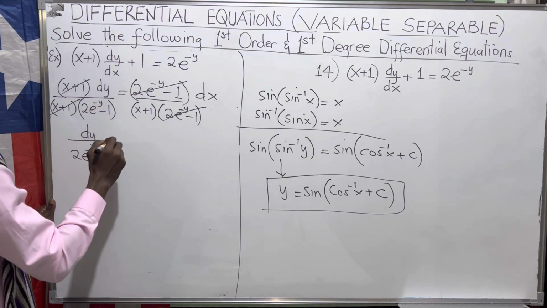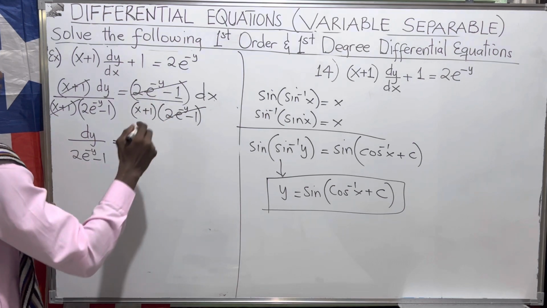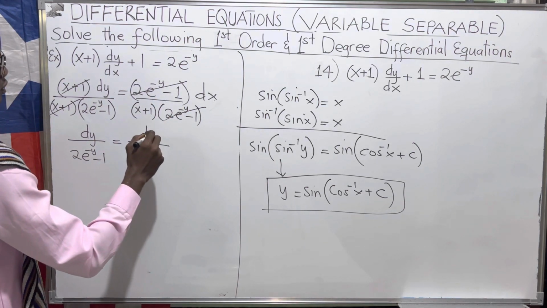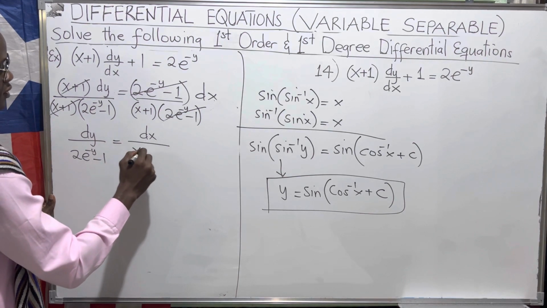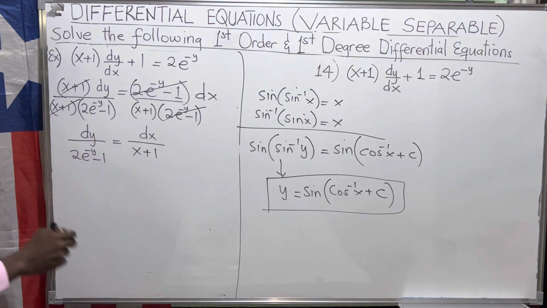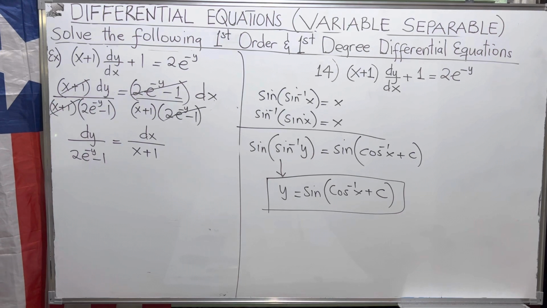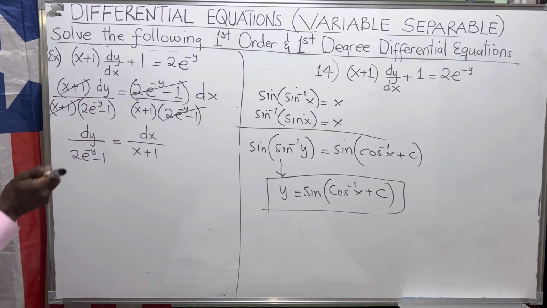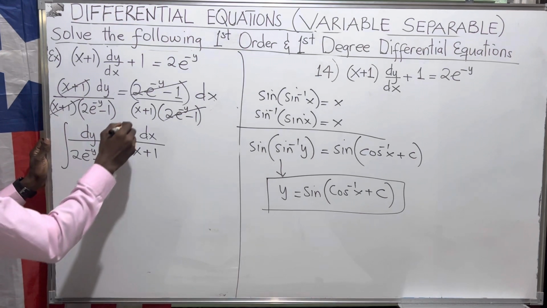And what next? Equals dx all over x plus 1. So now our goal is to ensure that we'll be able to integrate both sides, because we've already separated the expressions now. So we just need to integrate both sides. Now let's look right here. We can further simplify this one. So if we are to integrate both sides.